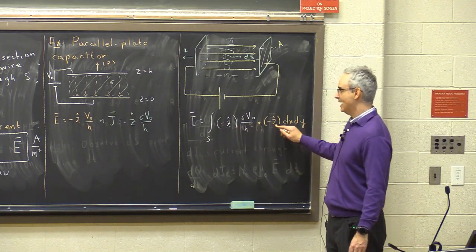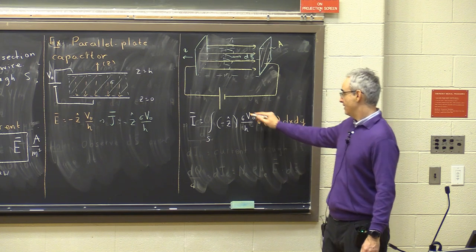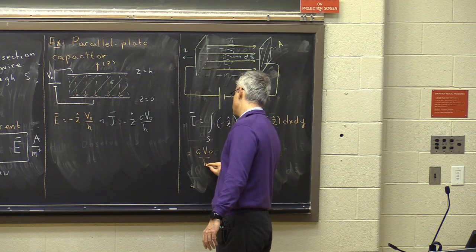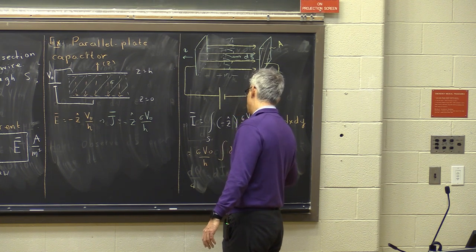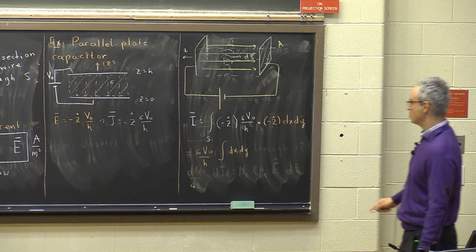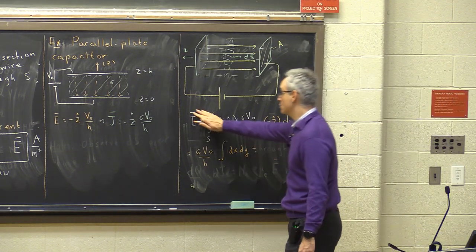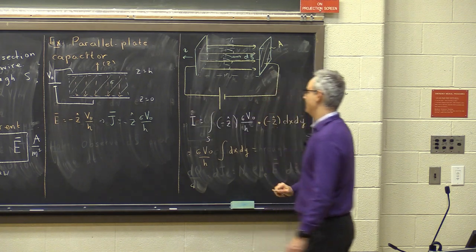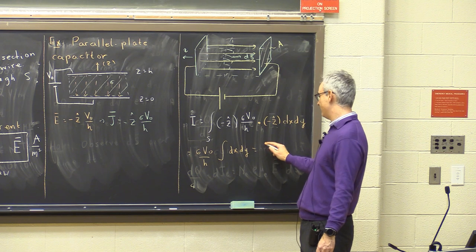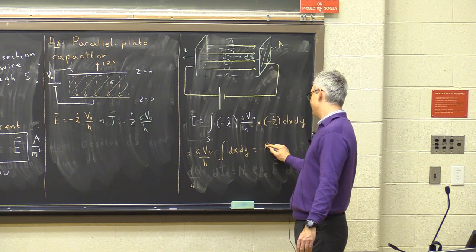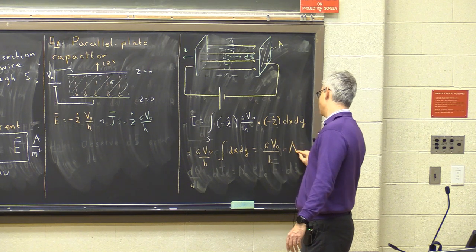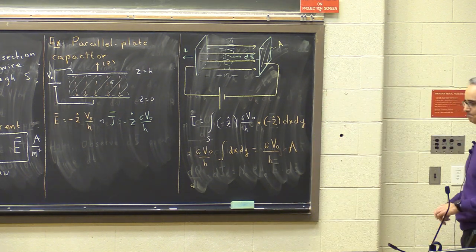So minus that minus gives me plus 1. These are constants, sigma V naught over h. The integral of dx dy over the cross section of the capacitor will give me the area of the capacitor. So this is sigma, and sorry, I shouldn't be having a bar there, the vector. The current is a scalar quantity. Too many vectors here, but this shouldn't be a vector. A. Okay.